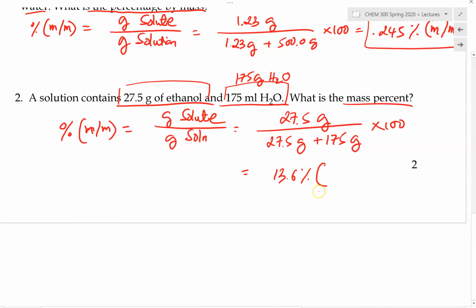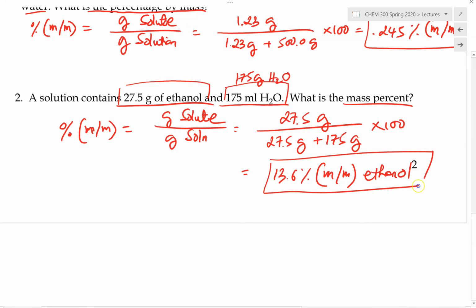And again, it's important that we specify what this percentage is. In this case, this is the percentage by mass, so we also include m over m, and the name of the solute, which is ethanol. And that is how we would label this solution.